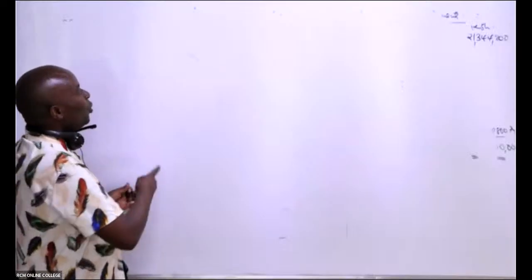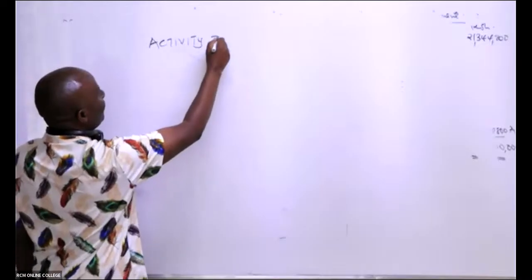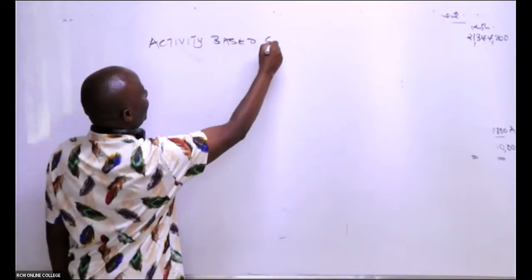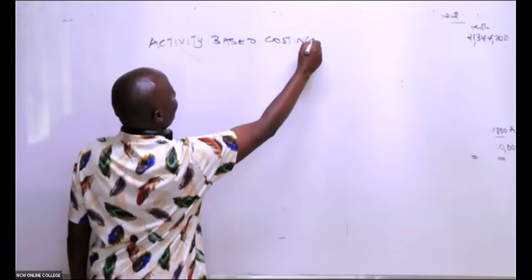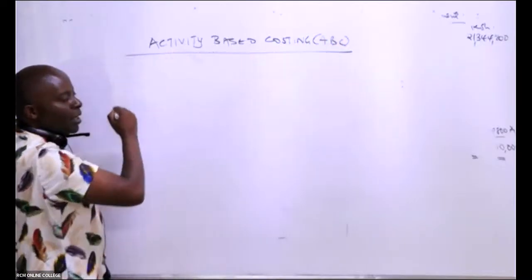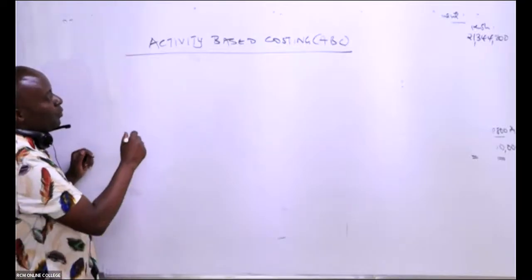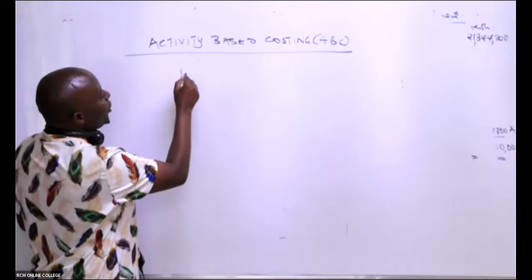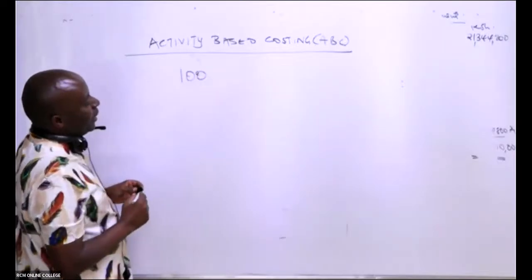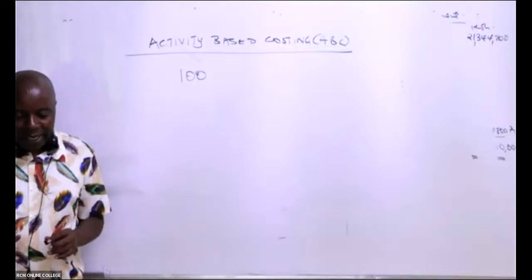Gentlemen, I'm going to look at what we call activity-based costing. ABC, activity-based costing. Now, before I introduce this topic, I would want to give you a small assignment. Assuming today I have Kenya shillings 100.